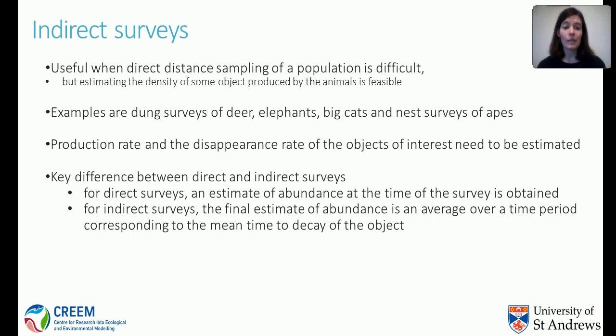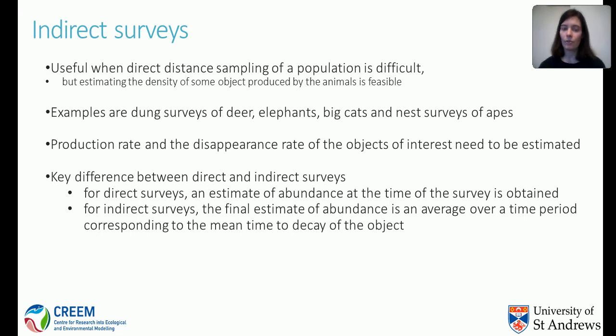Some examples are dung surveys, which have been used for deer, elephants, big cats, and also nests, which are built by apes. Now, if you have some idea of the production rate and the disappearance rate of these objects, then you can estimate animal density from an indirect survey of those objects. But there's a key difference here that you need to be aware of.